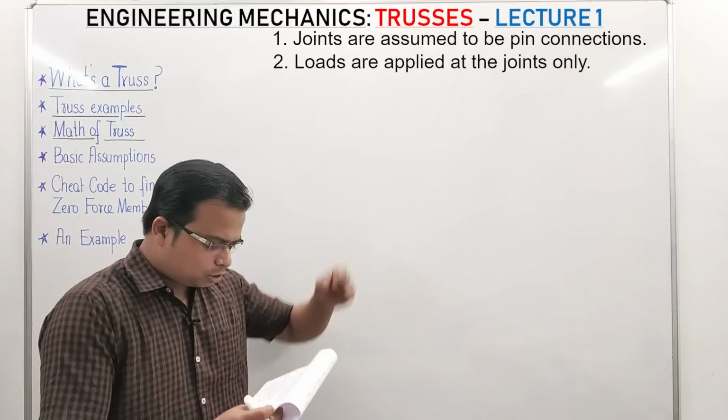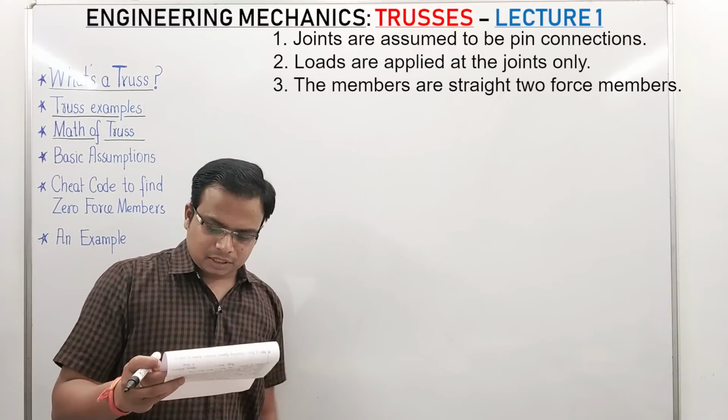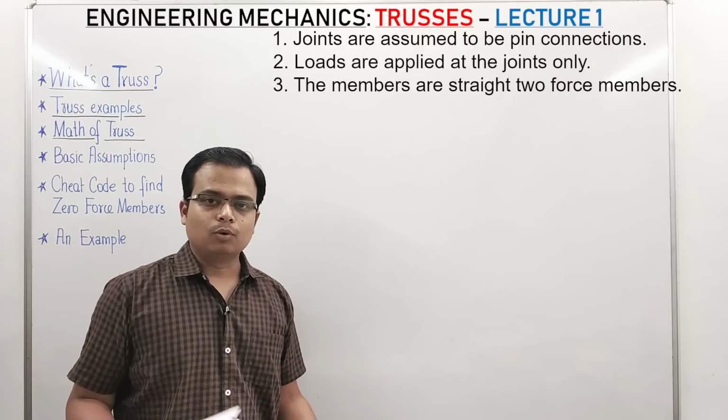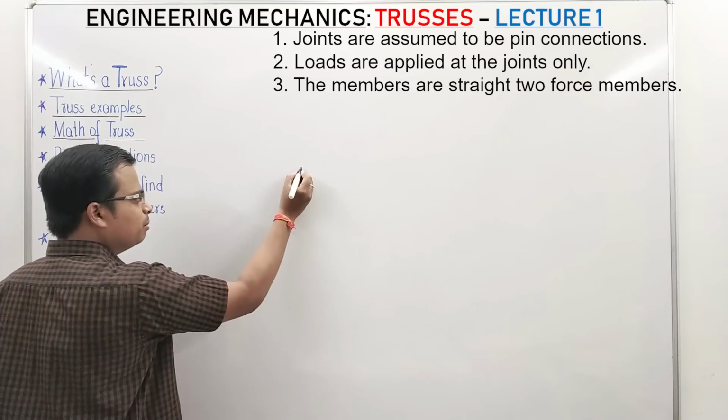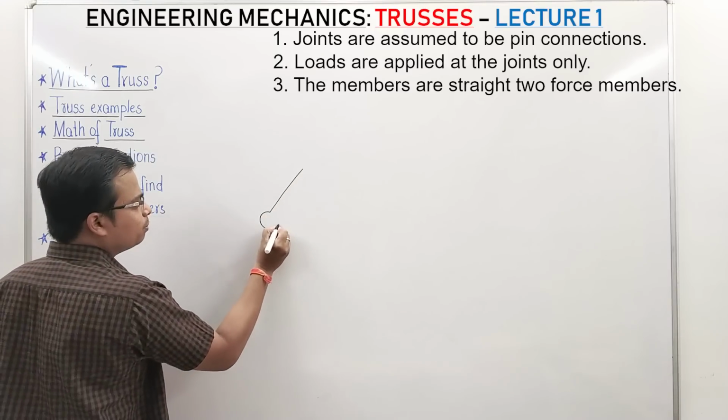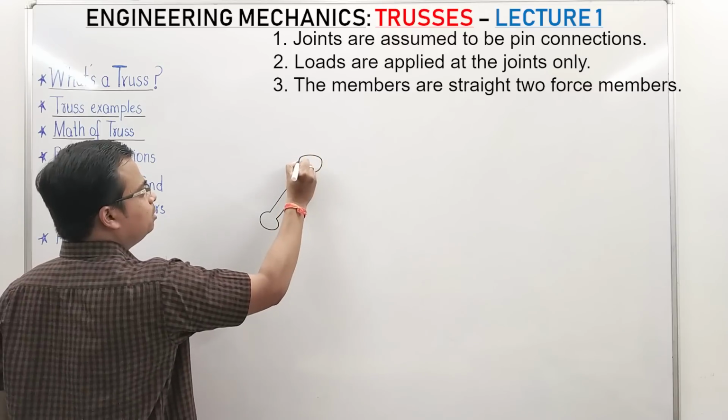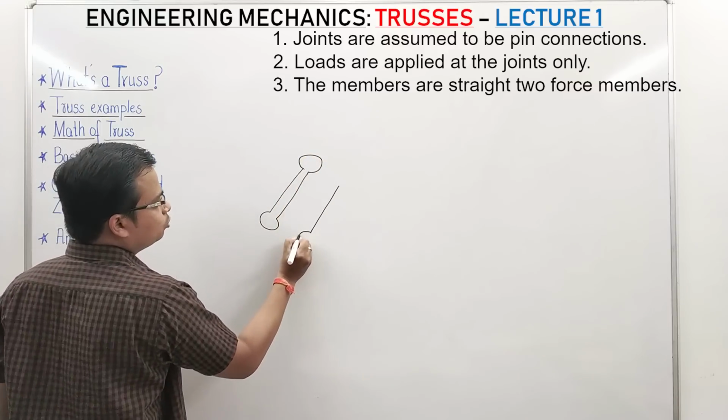This third assumption is on your screen. The members are straight two force members. So what do we mean by that? Two force members, members are straight and two force members, something like this. Watch this, this is a member and this is also a member.